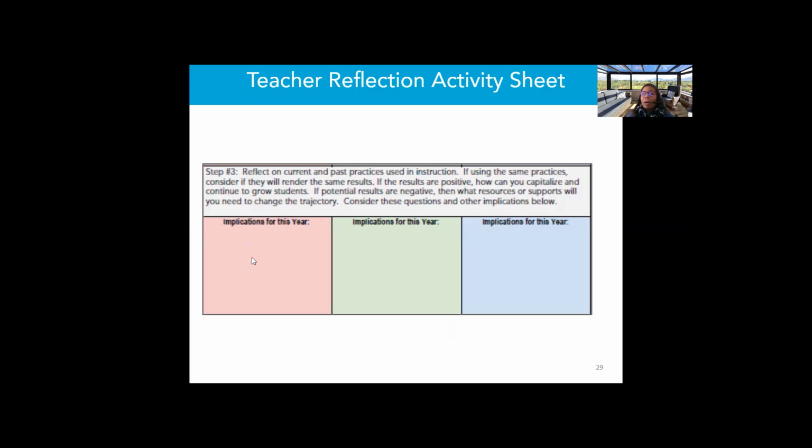One thing about projections when used in combination with our diagnostic report, it's not just about what students need support, but it's also about what teachers need support and where they might need support.